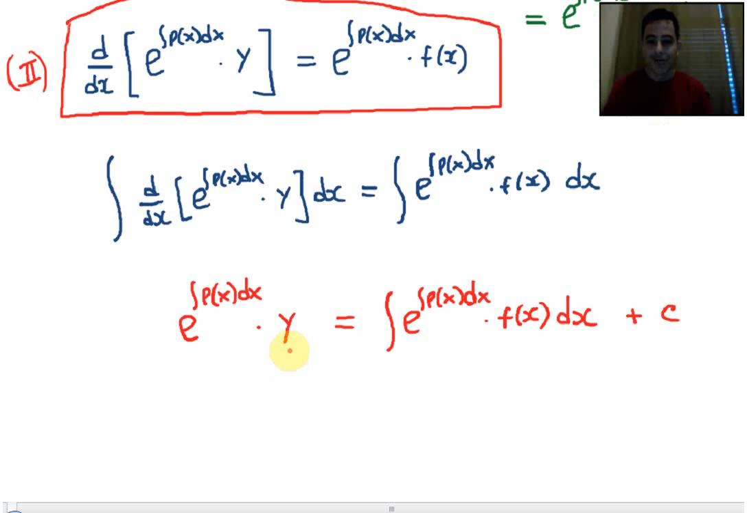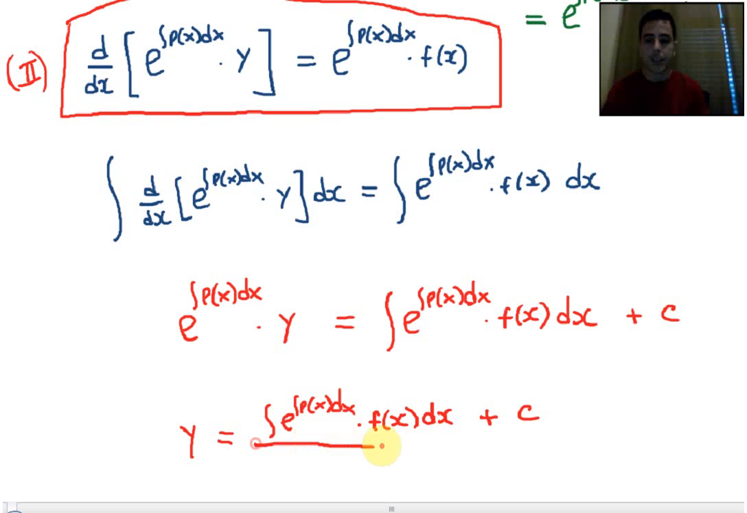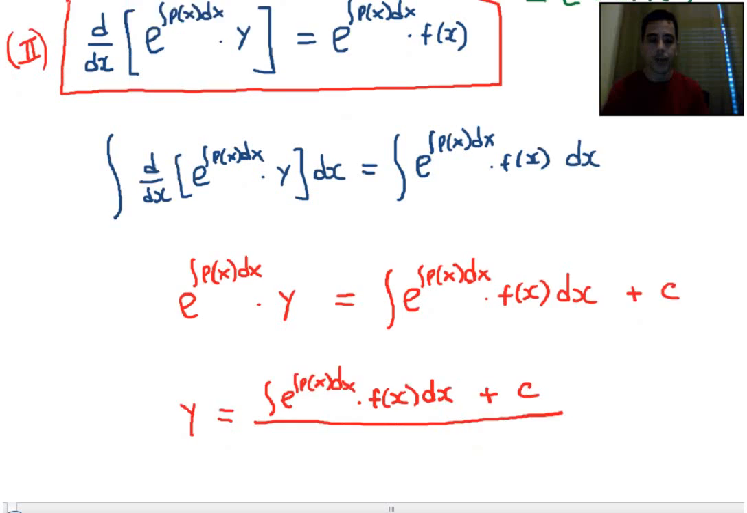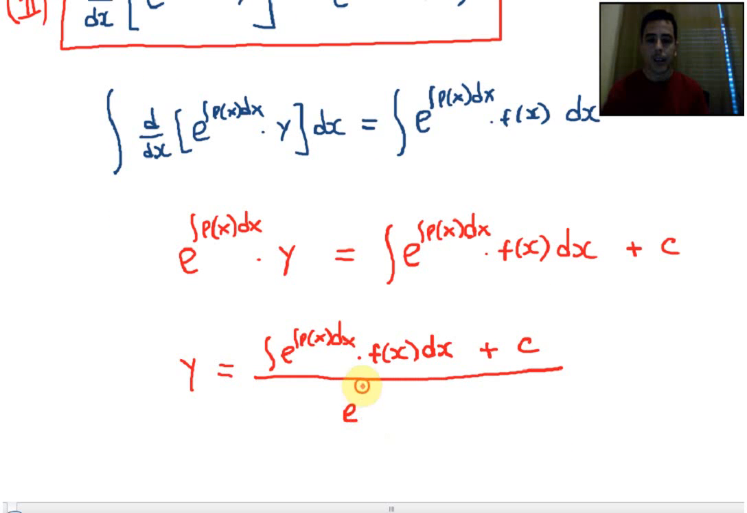And then now you can see how we solve for y. Y is this whole expression: the integral of e to the integral p of x dx times f of x dx plus a constant, everything divided by e to the integral p of x dx. So that's the solution of the differential equation.